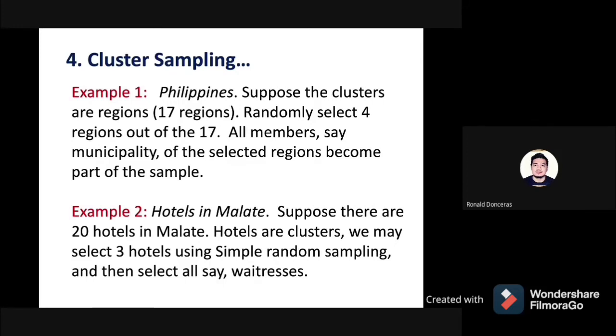So another example po, mga mamansers, halimbawa, hotels in Malate. Siyempre, ang daming mga hotels in Malate, pero hindi natin alam kung ilan yung total. Basta alam natin marami. So in other words, kasi alam natin na marami, pwede natin gamitin clustering kasi hindi naman natin alam kung anong total number of hotels doon, diba? Parang ganon. So suppose there are 20 hotels in Malate. Okay? From these hotels you are to cluster. We will select 3 hotels using simple random sampling and then select all, say, waitresses. So that's how the cluster sampling works.